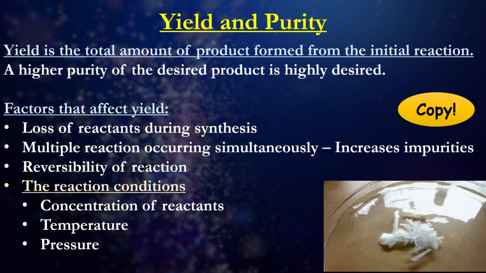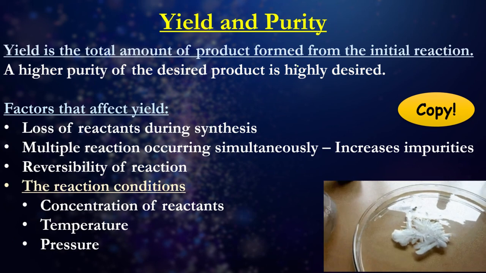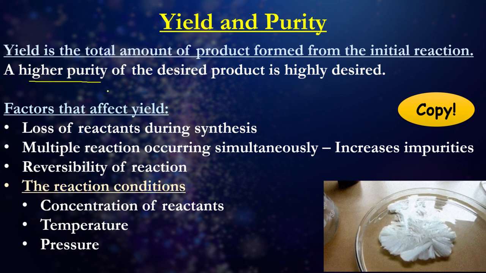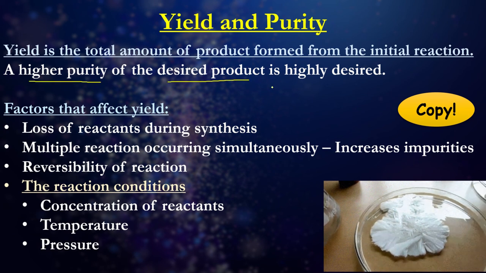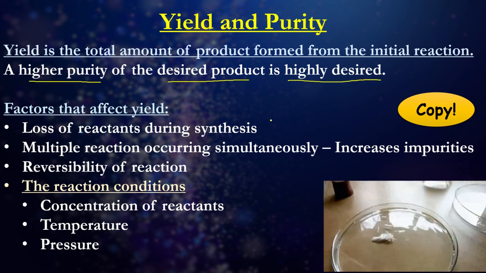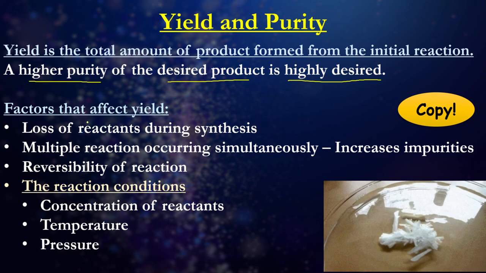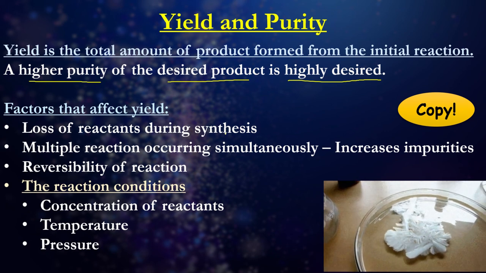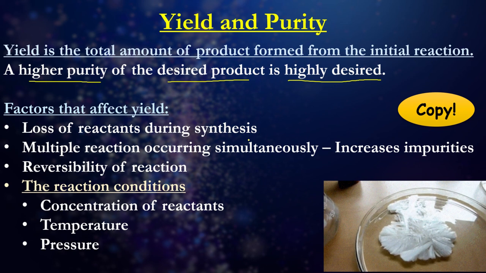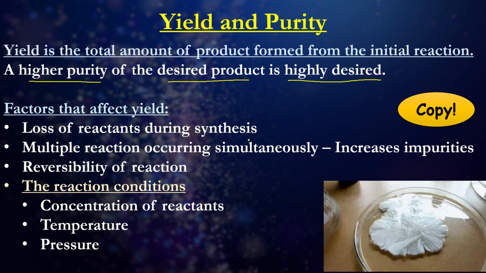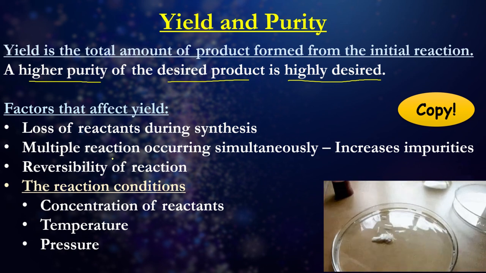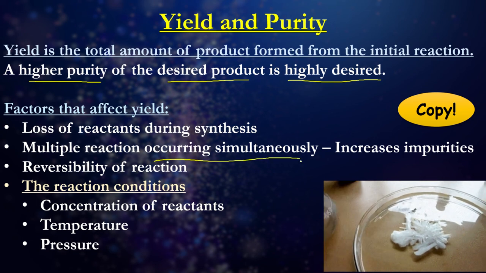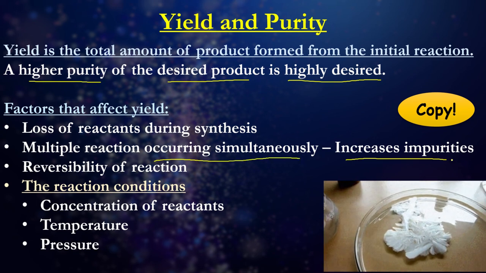Yield and purity. So yield is the total amount of products formed from an initial reaction. The higher the purity of the desired product, the more desirable it obviously is. Okay, so factors that can affect our yield. If we lose some reactants during the synthesis project, so maybe if some spillage occurred, that can affect our overall yield. In a multiple step reaction, if it occurs simultaneously, we can increase impurities.